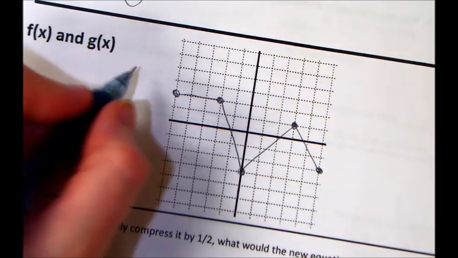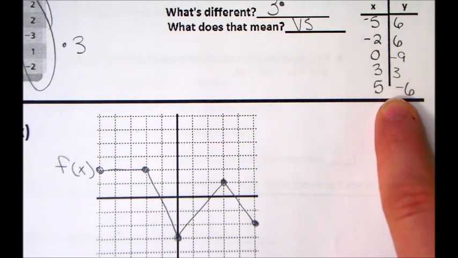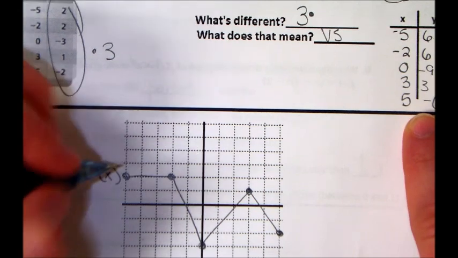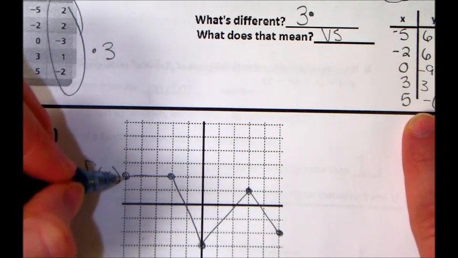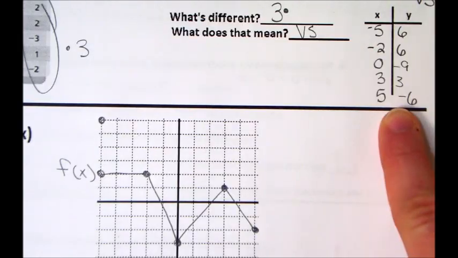Okay, this is the original. This is f of x right here. And then they want us to plot our new points so we can visually see what happens. So negative 5, 6 goes all the way up here. 1, 2, 3, 4, 5, 6. So see how much taller it is? It's because we vertically stretched it.